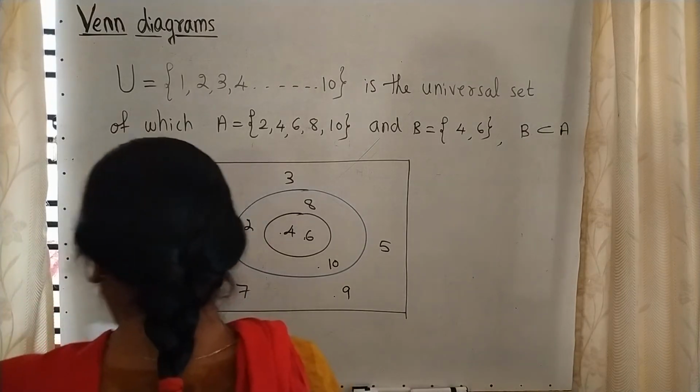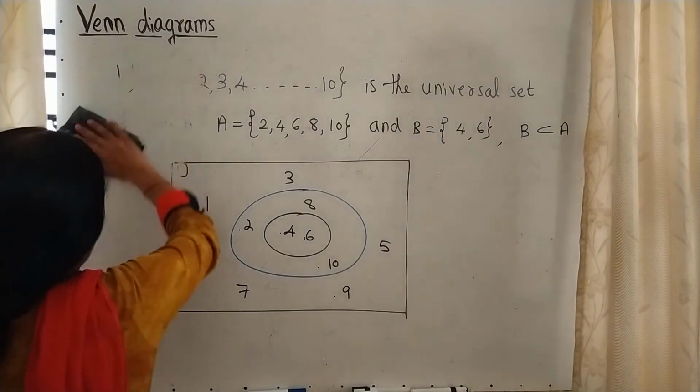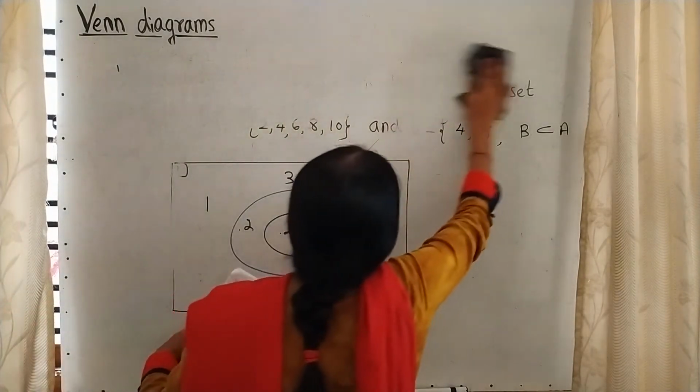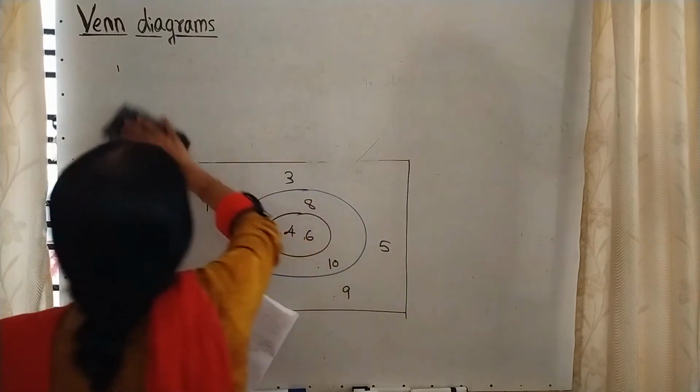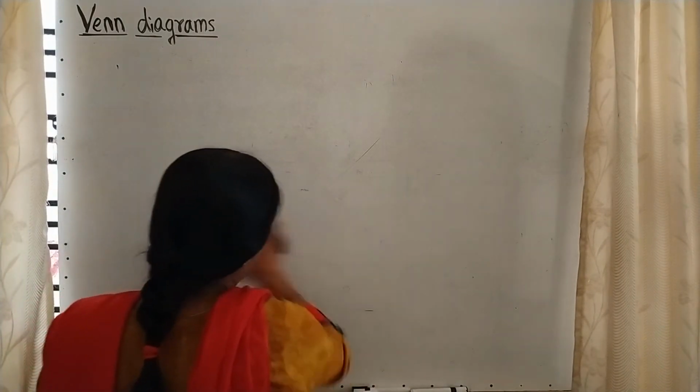Moving to the next, in that Venn diagram I am explaining the union and intersection. They are very important. How to represent the union of sets, the intersection of sets, and their properties, I am explaining now.